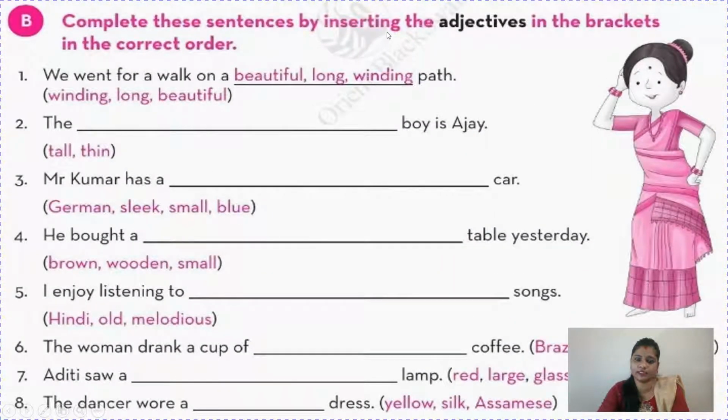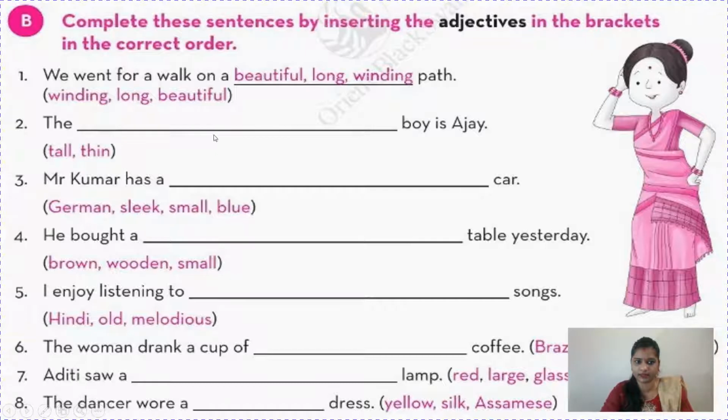Complete these sentences by inserting the adjectives in the brackets in the correct order. Like, the first one is already done for you. We went for a walk on a beautiful, long, winding path. First is beautiful because we are giving the first opinion. Long because we are talking about size, and then winding path. So it is a purpose.